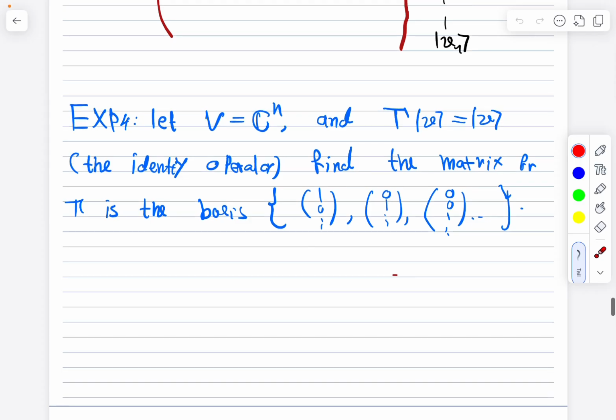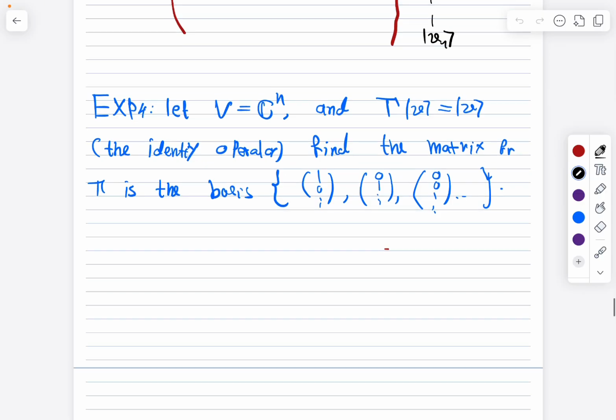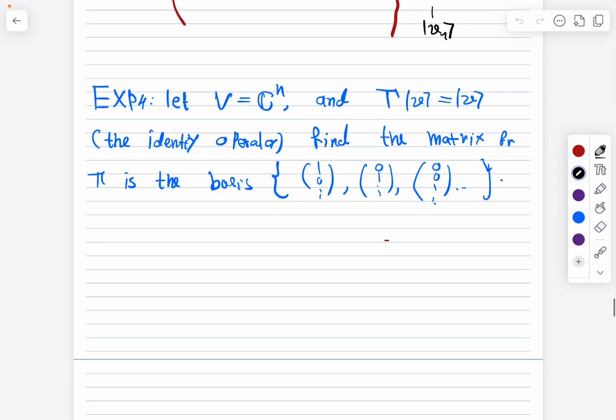So let's assume that my vector space is Cn, which has a dimension of n, and we have the operator, the identity operator, which maps the vector V to itself. Find the matrix representation for this, given this basis. These are the canonical basis, or the standard basis. So we have 1 followed by all zeros, then 0, 1, then all zeros, etc.